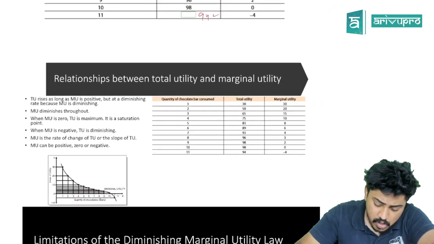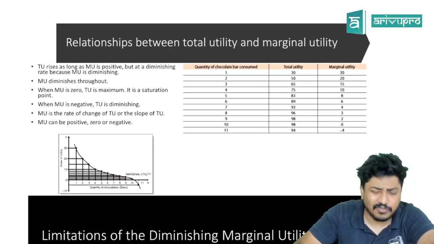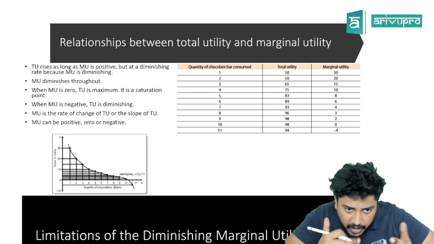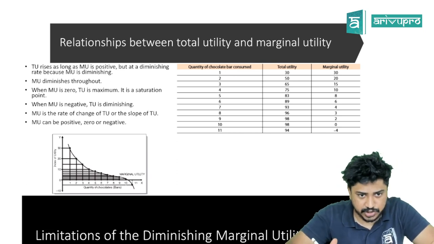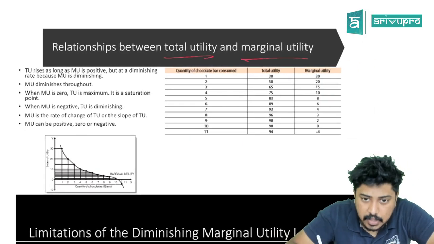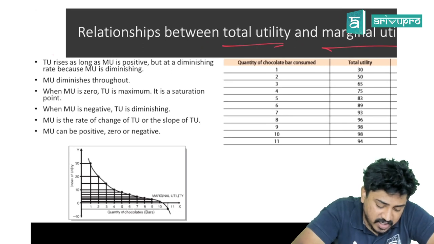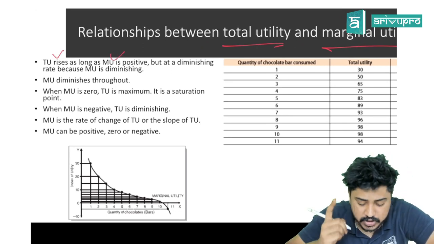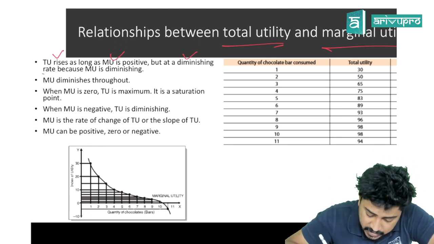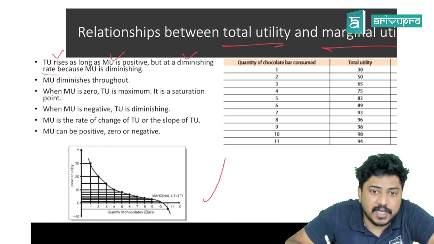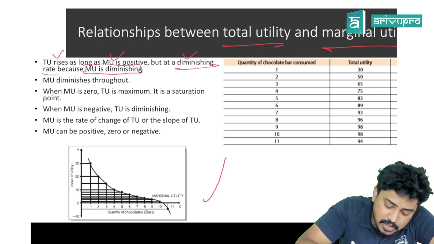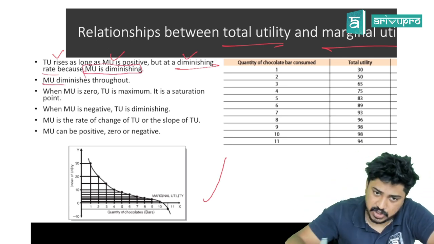Done. So now you plot that into a graph, and we studied that economics here is more of analyzing how the graph looks and telling the relationship. We found a lot of relationships, and we are going one by one. What is the relationship we found between TU and MU? When TU rises, MU is positive, but it is at a diminishing rate, right? TU will rise, but it will rise at a diminishing rate, because MU is diminishing, right? MU will keep on diminishing throughout.